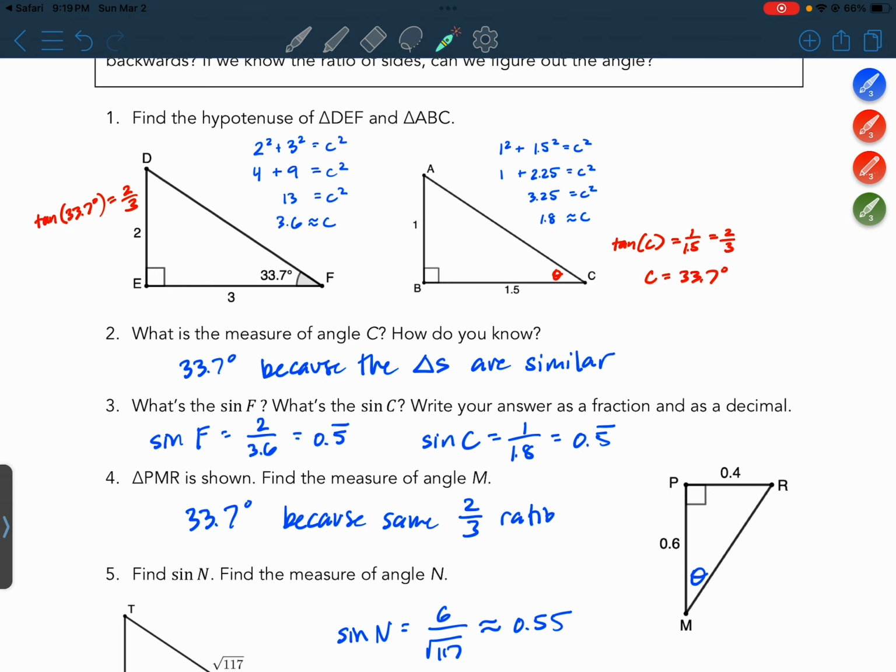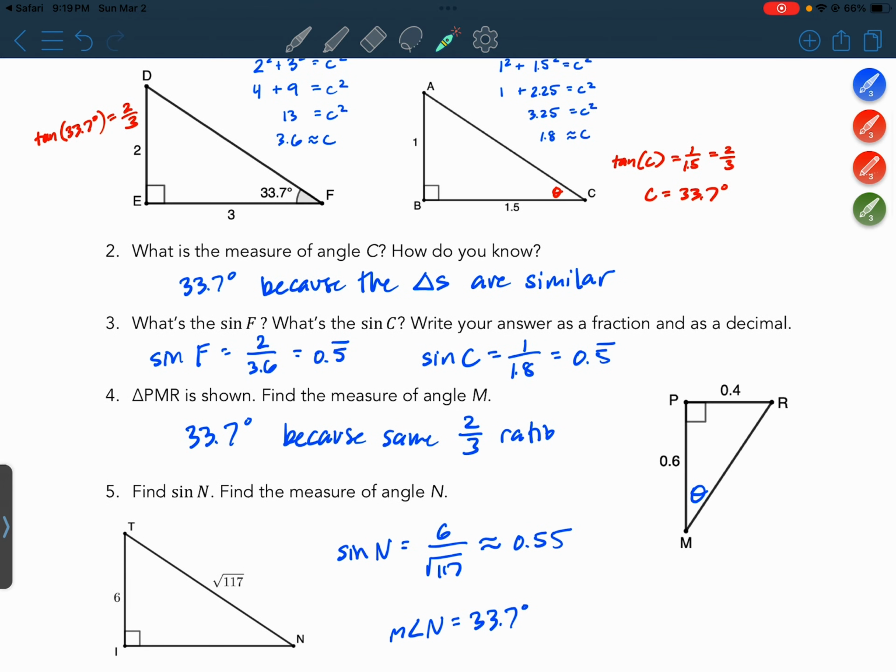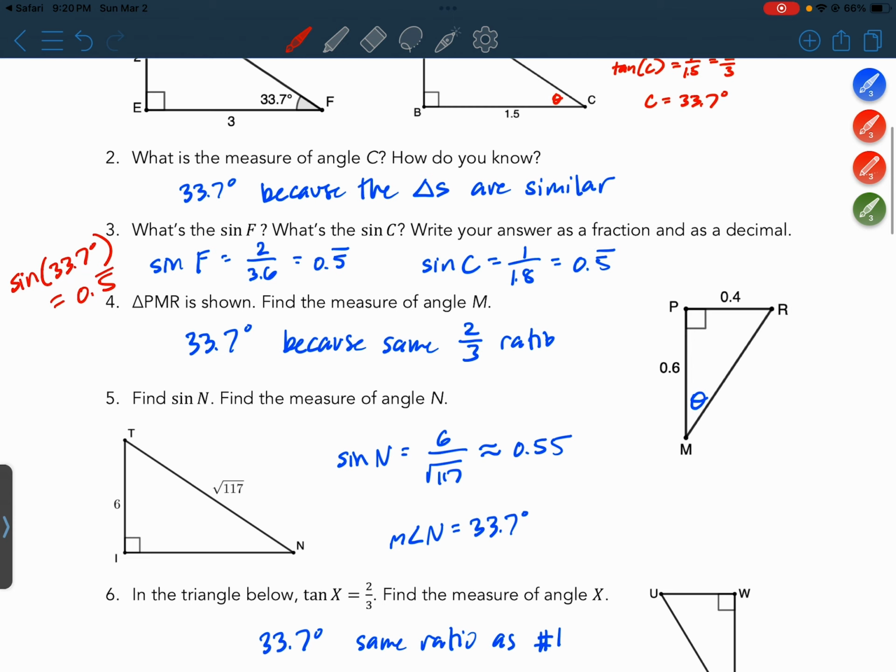Question number 3 wants us to find some sine ratios. So the sine of angle F is 0.5 repeating. But since F is 33.7 degrees, we could say that the sine ratio for any 33.7 degree triangle is equal to 0.5 repeating.